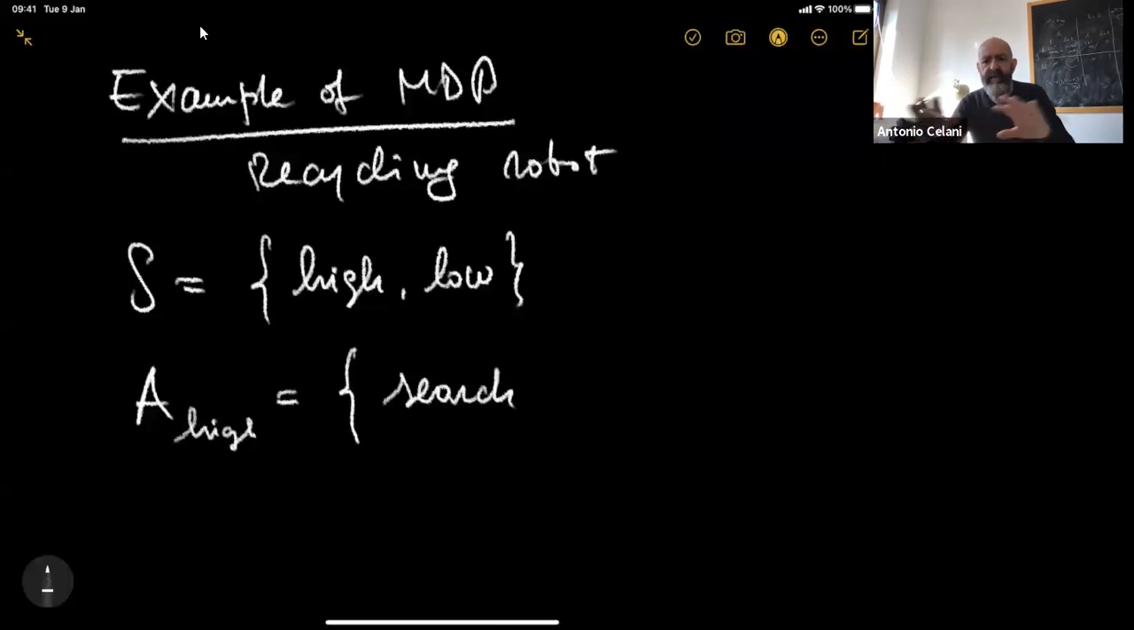Notice that here we don't have any specific spatial structure. This is a very simplified situation where there's no moving around, taking one step in one direction, etc. It's a navigation problem, but in a zero-dimensional space. The decisions are more about what to do than where to go. So it can search or it can wait.